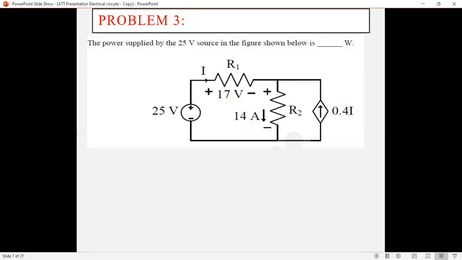How many students solved this problem? Tell me what the answer is. Power supplied by 250 watt. 250 watt. Okay, how many students got 250 watt? Hello. Please put your answer in the chat box, all of you.